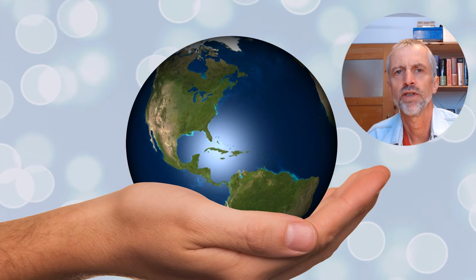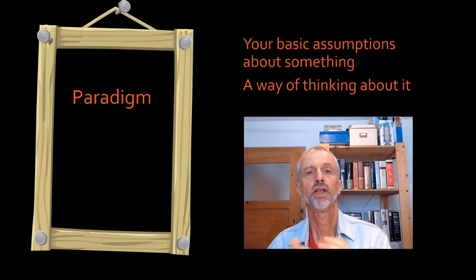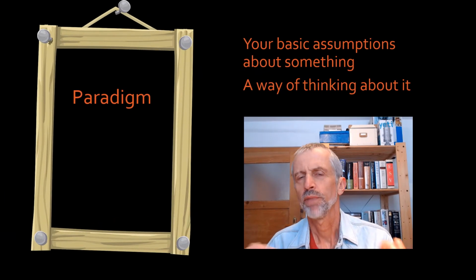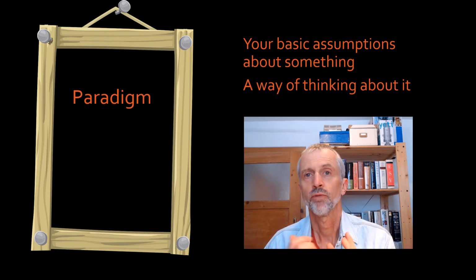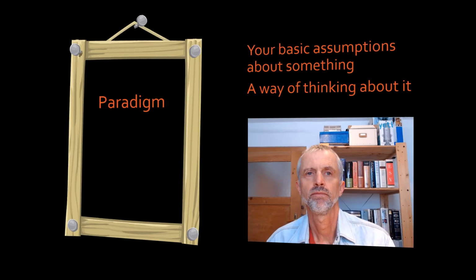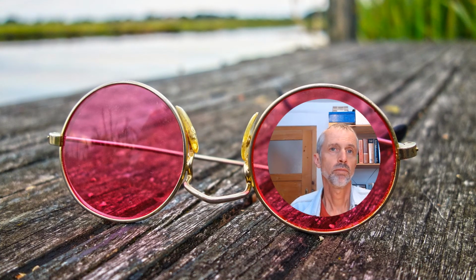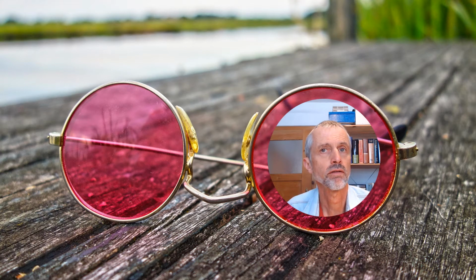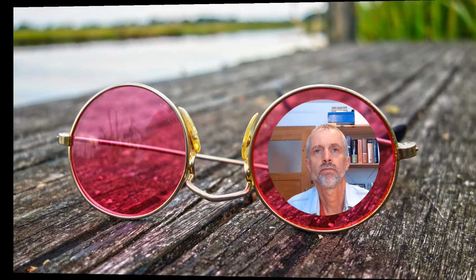And a different word for this is paradigm. So what is a paradigm? Well, it's your basic assumptions about something. It's a framework for thinking about something. We don't normally think about our paradigm, and we may not even be aware that it is there, but it is. Therefore, a paradigm is a lot like a pair of glasses. We don't normally look at our glasses, we look through them. And when we have colored glasses, our glasses will color everything we look at.